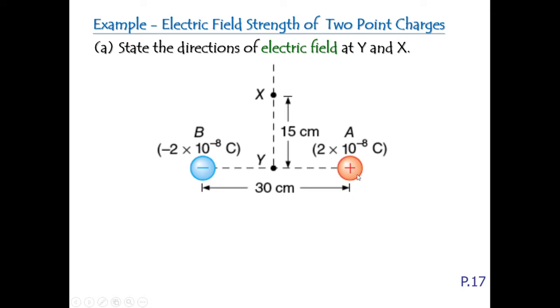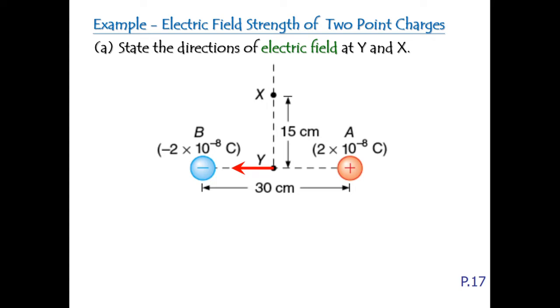Because it is positively charged, the electric field at Y should be pointing to which direction? Good. Because the charge is positive, the electric field should be radially outward from the charge. So, at Y, the electric field due to the charge at A should be pointing to the left.